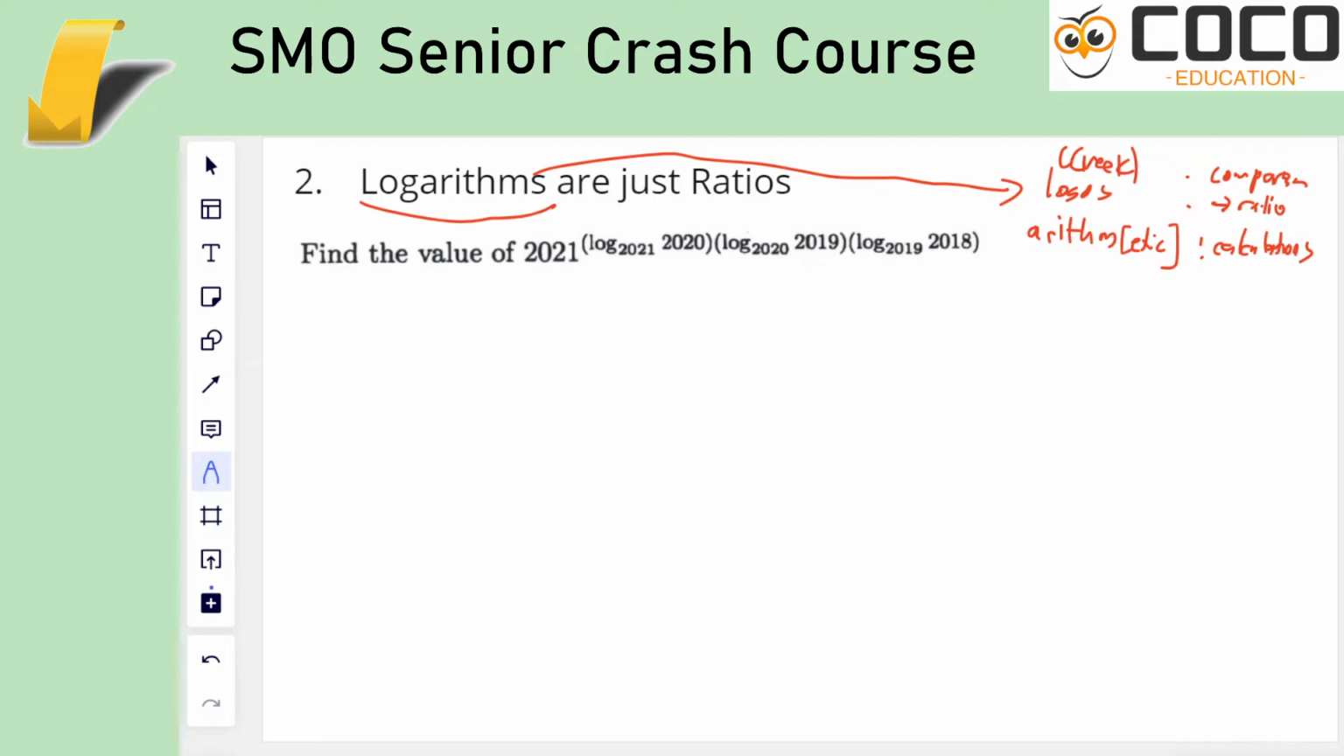Now, why is that the name logarithm? Because of our change of base formula, right? We know that if we have log base a of b, that is just going to be log base n of b over log base n of a. Is that not a ratio? So every logarithm is just a ratio of logarithms. I don't know if that sounds very impressive, but it's going to do a lot, as we shall see.